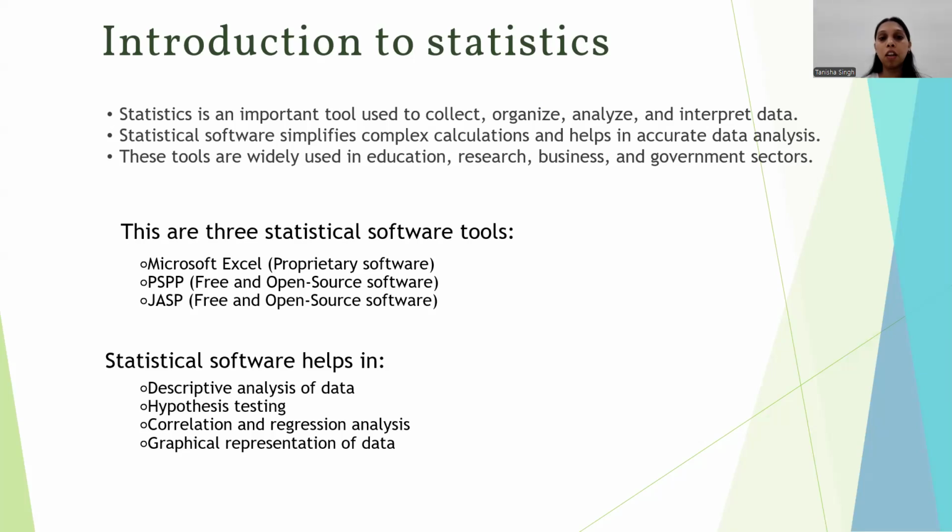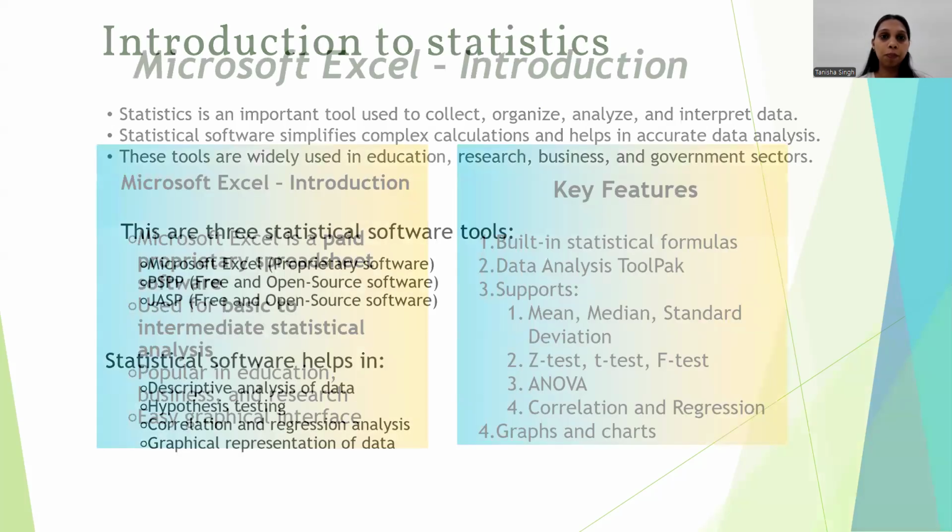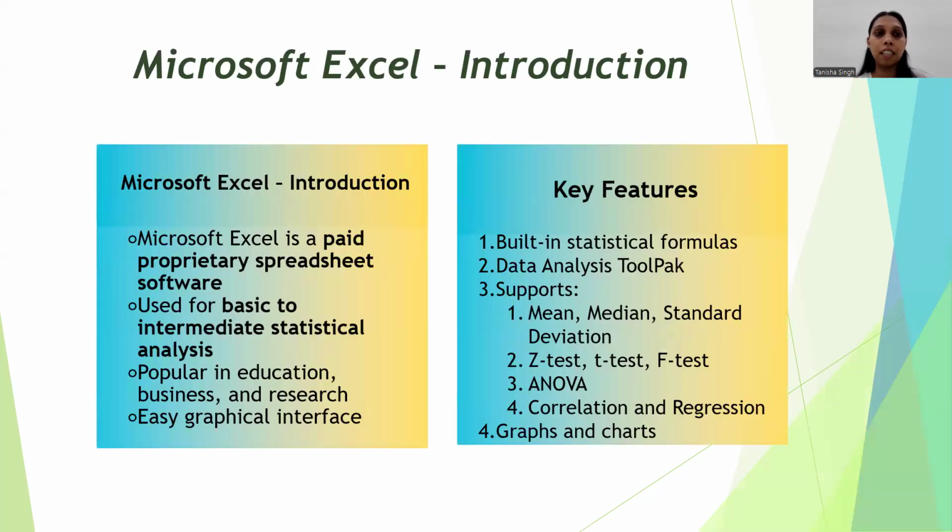PSPP and JASP are open source and free. Everyone can use them, a student, a government officer, or anyone. Statistical software helps in descriptive data analysis, hypothesis testing, correlation, and graphical representation. It helps to understand the data very easily. So first, let's see the Microsoft Excel introduction.